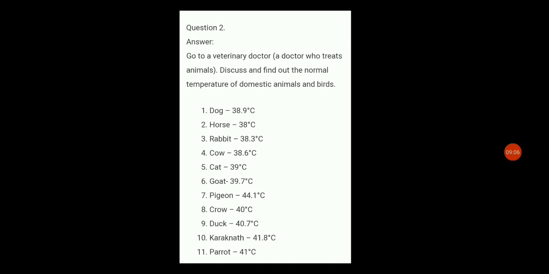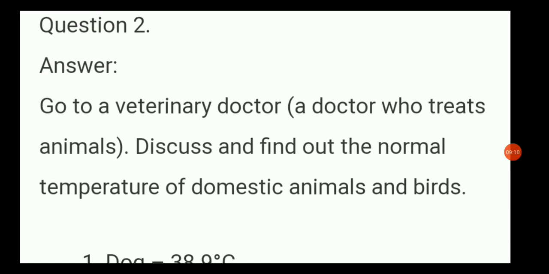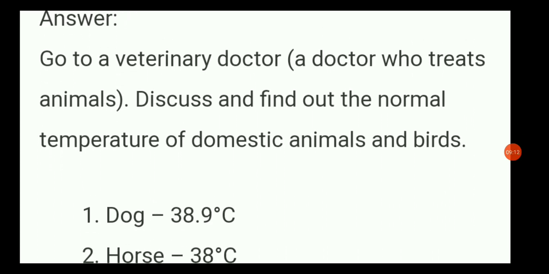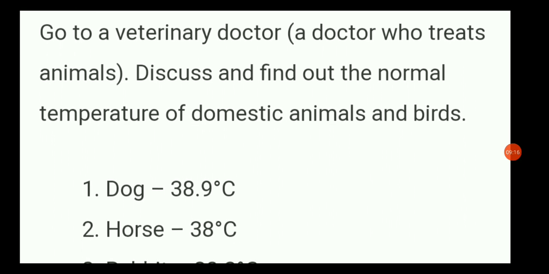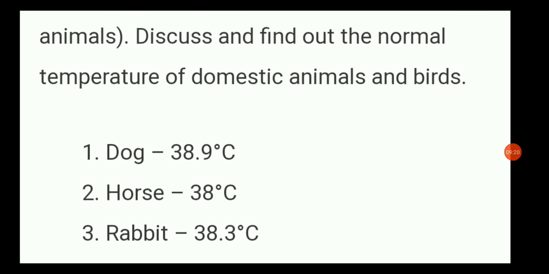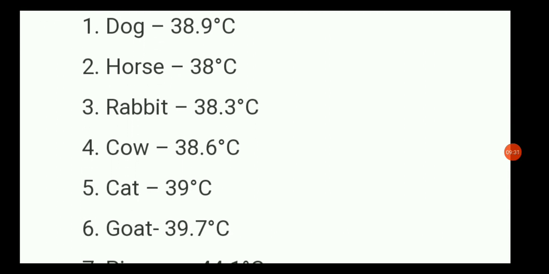Okay, next question, see. Second question. Go to a veterinary doctor. A doctor who treats animals is called a veterinary doctor. Discuss and find out the normal temperature of domestic animals and birds. So let's see the normal body temperature of domestic animals, that is, animals we raise at home, and birds. Some of them are given here. First one is dog, whose temperature is 38.9 degrees.